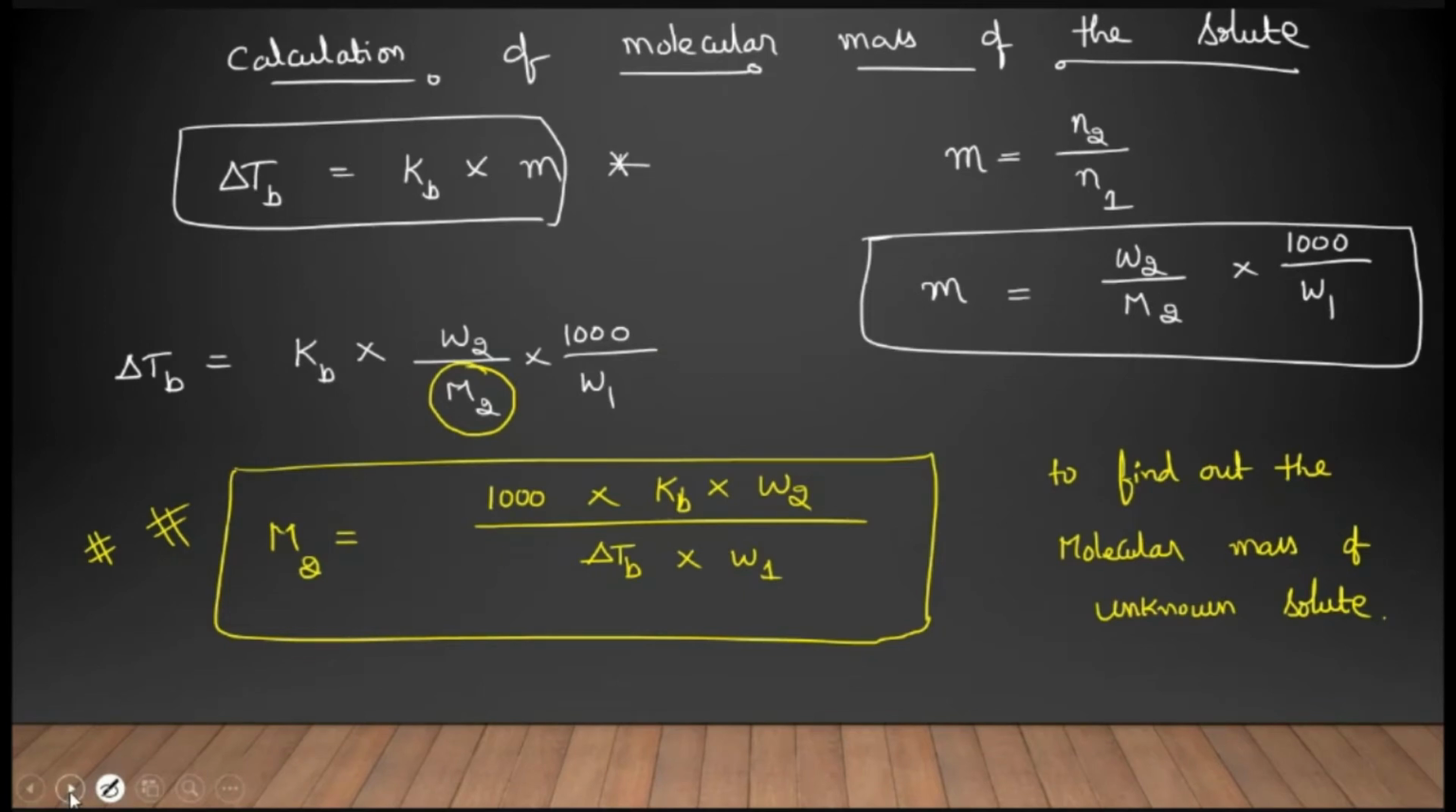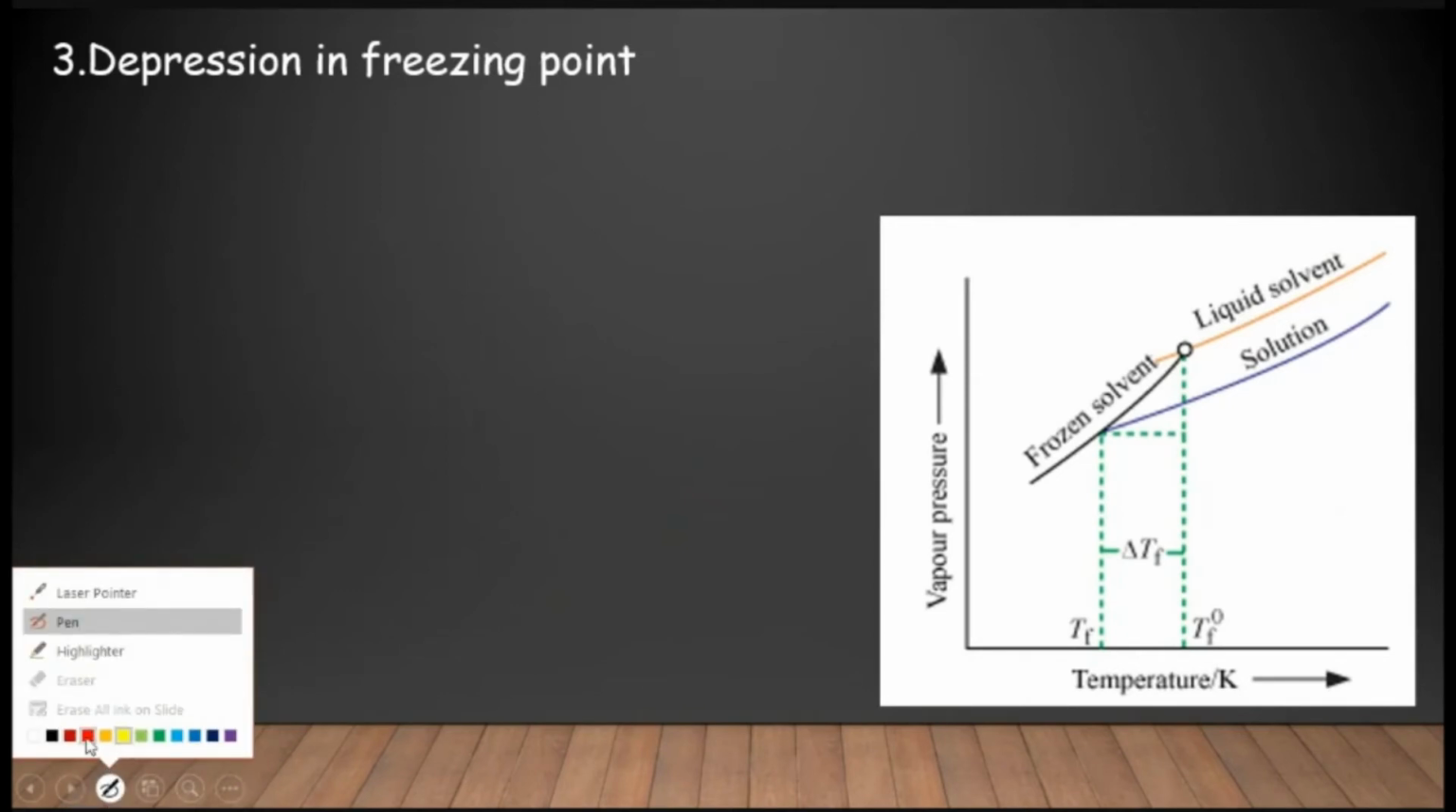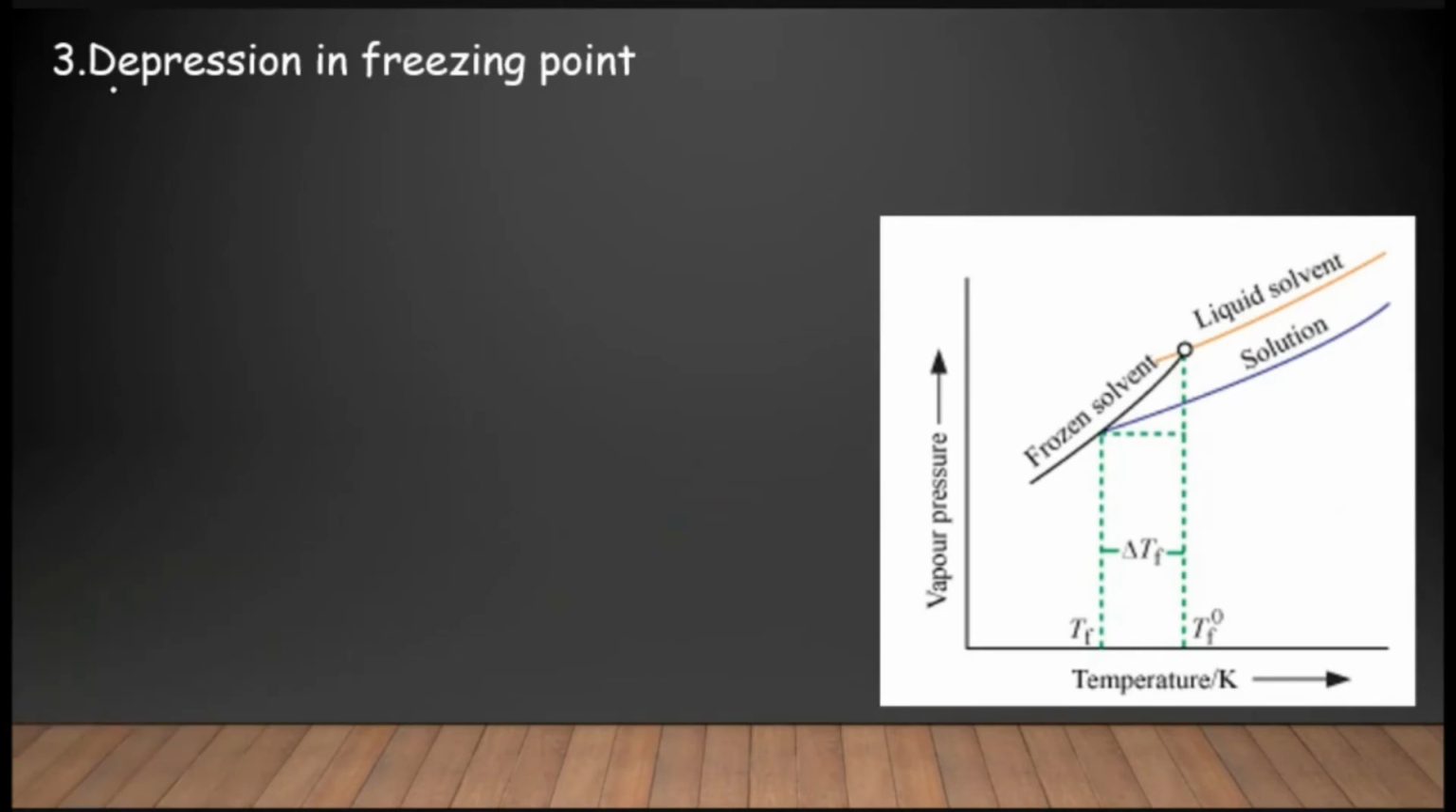Okay, let's go further. The third type of colligative property is depression in freezing point. What do you mean by depression in freezing point? That is the decrease in the freezing point, a decrease in temperature. Decrease in temperature is nothing but the depression in freezing point.